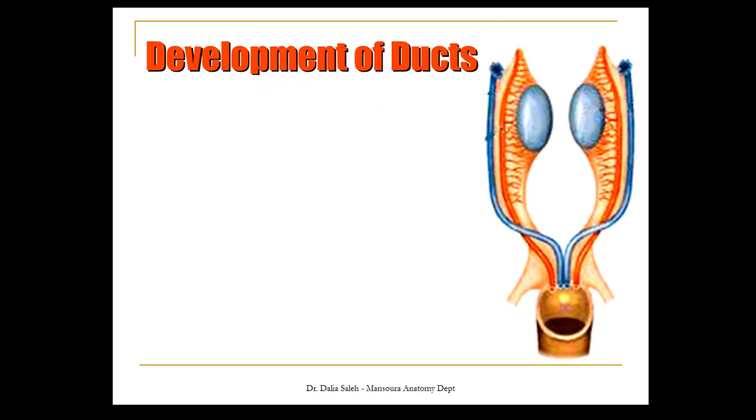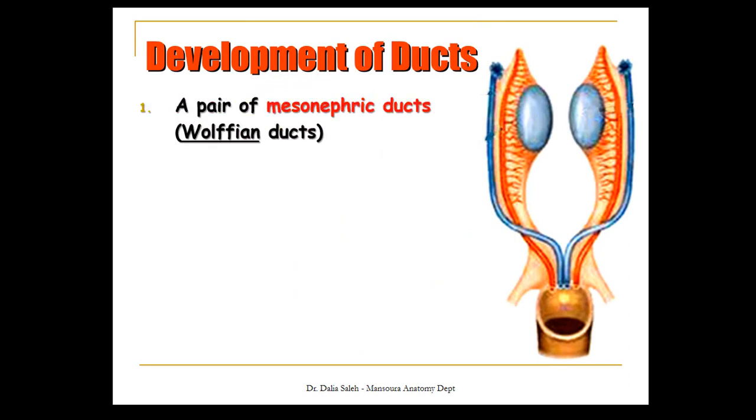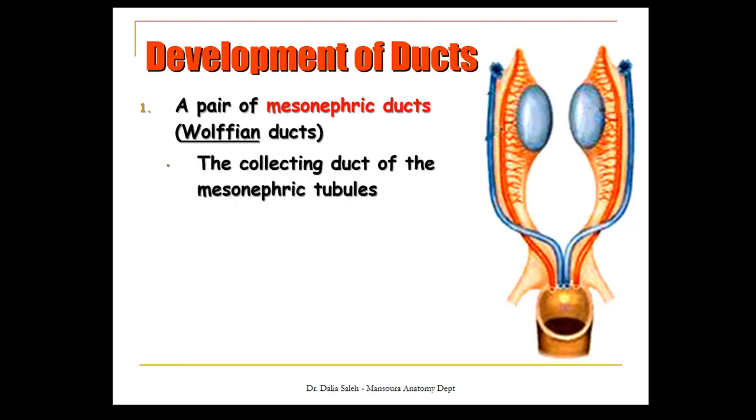For the development of the ducts in the indifferent stage, if we talk again about the duct system, we have a pair of mesonephric ducts. The other name of them is the Wolffian ducts, and they act as a collecting duct for the mesonephric tubules, or the temporary kidney, which develops in the thoracolumbar region.